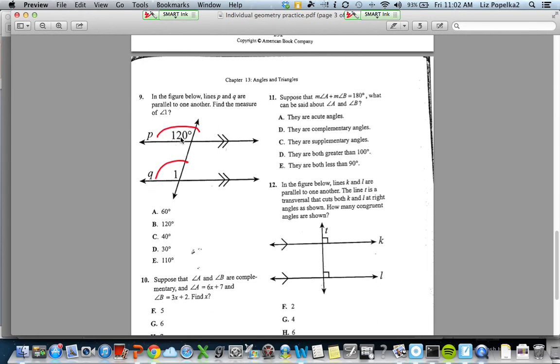So if this angle is 120, that means that this angle has to be 120. And it's important to know that this only works when you've got lines that are parallel to each other. But you can tell by looking at them, here this angle is 120, and so is that one. So your answer for number 9 should have been B.